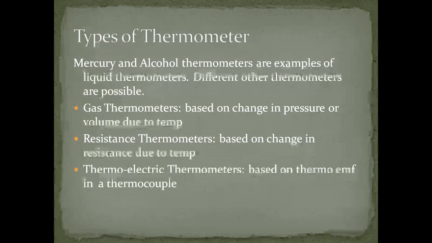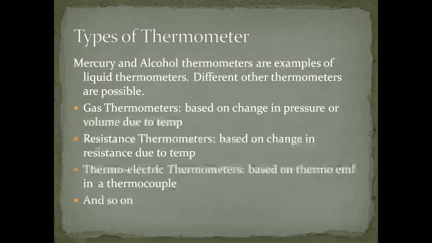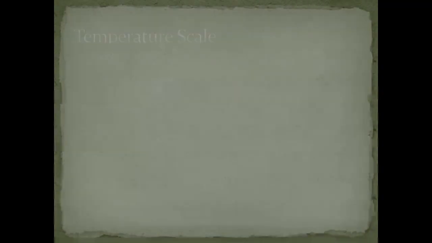In thermocouples, an EMF is generated if there is a temperature difference at the junction of two materials. So thermoelectric thermometers can be made using this property. If the temperature difference is high, a higher EMF is generated, so we can signify higher temperatures with higher EMF produced, and so on. There are other types of thermometers as well. Now we will discuss temperature scales.